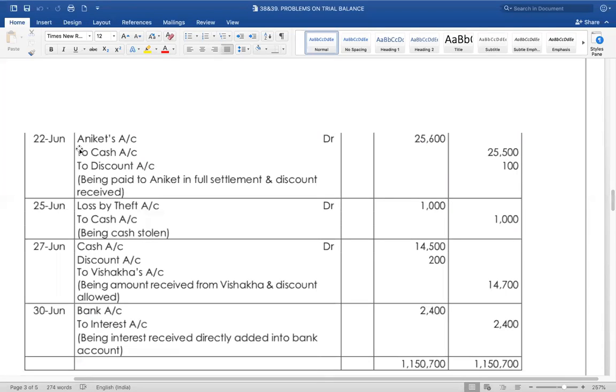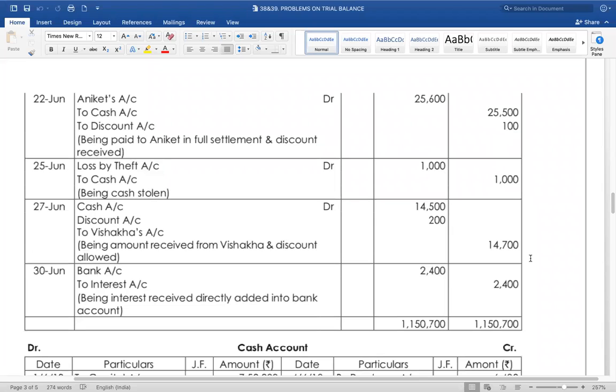Aniket account 25,600 debit to cash. You paid cash of 25,500 and he allowed you a discount of 100. This is cash discount, not trade discount. Trade discount does not appear anywhere. Only cash discount appears. This is cash discount he allowed. This is expense for us and this is income, a gain, for us.